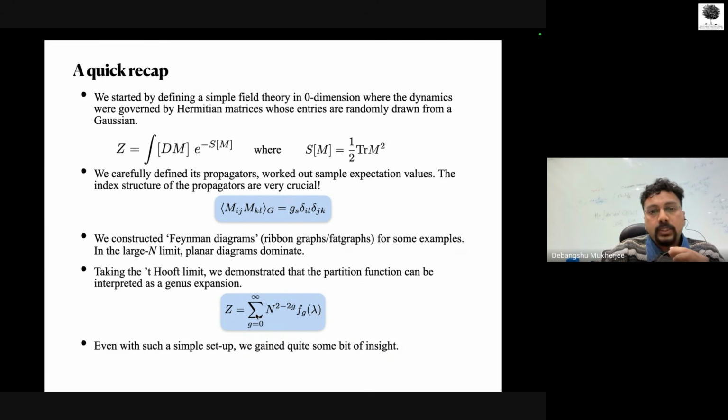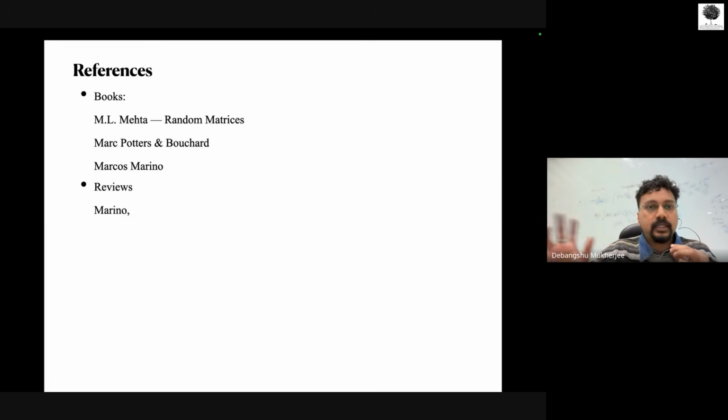And what we saw was, if we write down this particular partition function, we can interpret it as a sum over genus, basically Riemann surfaces of various genus. And it turns out that this is precisely what also happens for oriented closed bosonic strings. Essentially we were doing a sort of non-critical string theory in disguise. So that was the central upshot.